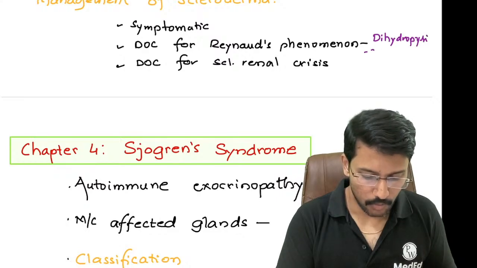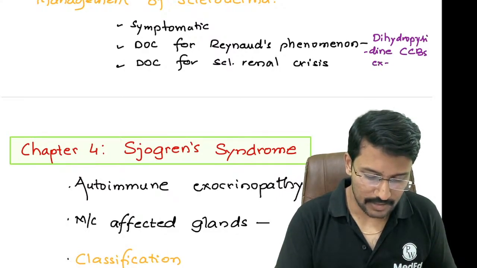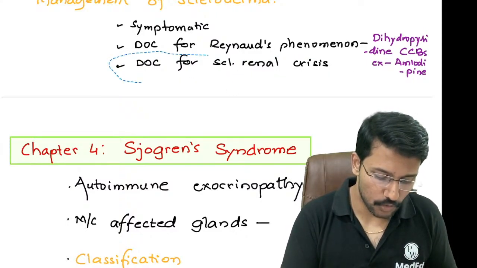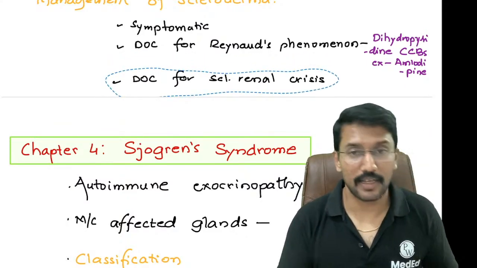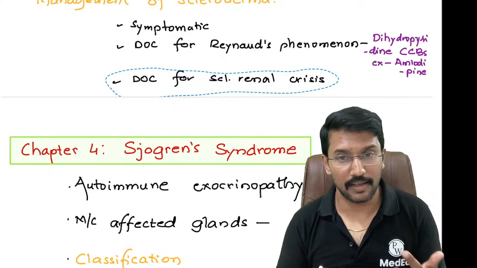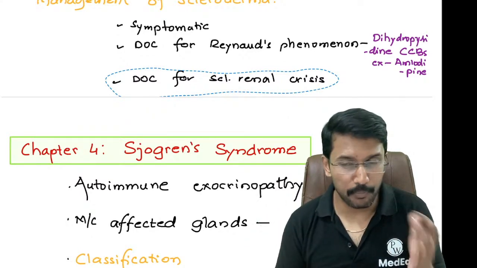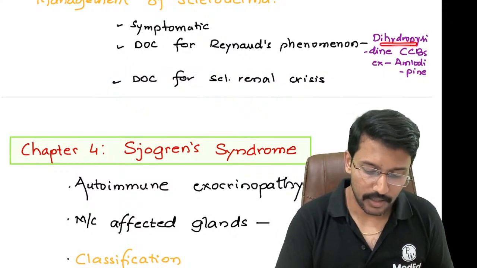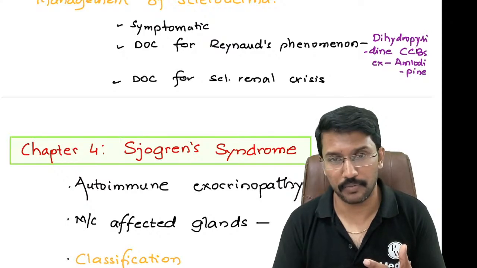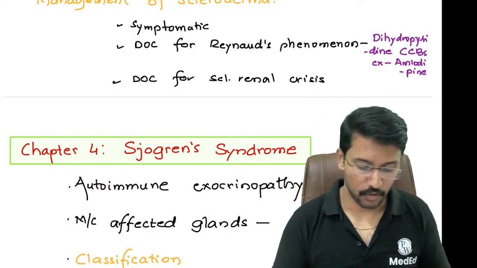Dihydropyridine calcium channel blockers. To give you an example, amlodipine, right? Easy to remember, because the name of the drug itself has dipine, dihydropyridine. The other calcium channel blockers, the non-dihydropyridine calcium channel blockers, are like verapamil and diltiazem, right? The names are different. Whichever drug ends in dipine is a dihydropyridine type of calcium channel blocker, like amlodipine, nifedipine, nicardipine, right? All of them are dihydropyridine calcium channel blockers.